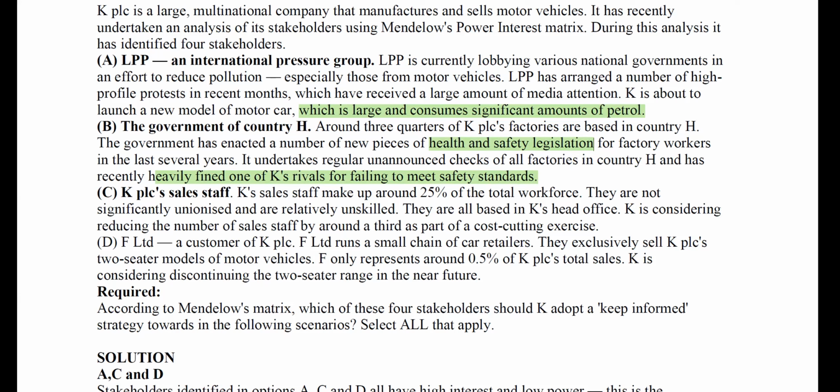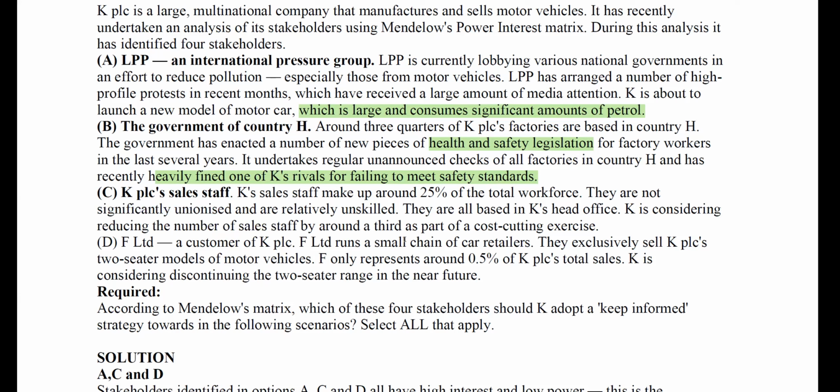Non-compliance, meaning you incur costs. That means this person is opposing you, because if he finds something small, it may be a problem. Now, KPLC sales staff make up around 25% of the total workforce. They are not significantly unionized. Anytime you see a case where workers are unionized, that gives them more power. If they are not unionized, their power is low. That's what I want to tell you about employees.